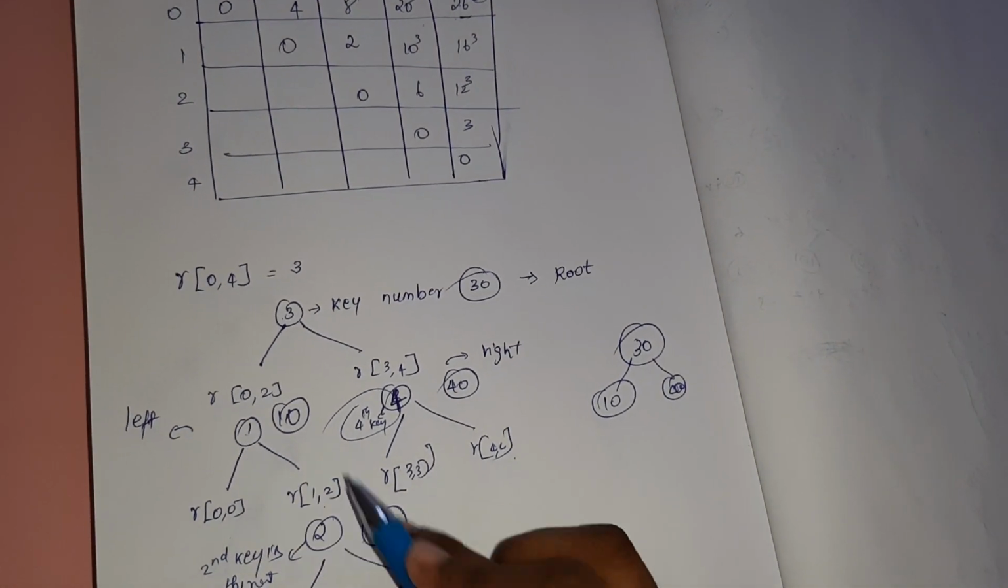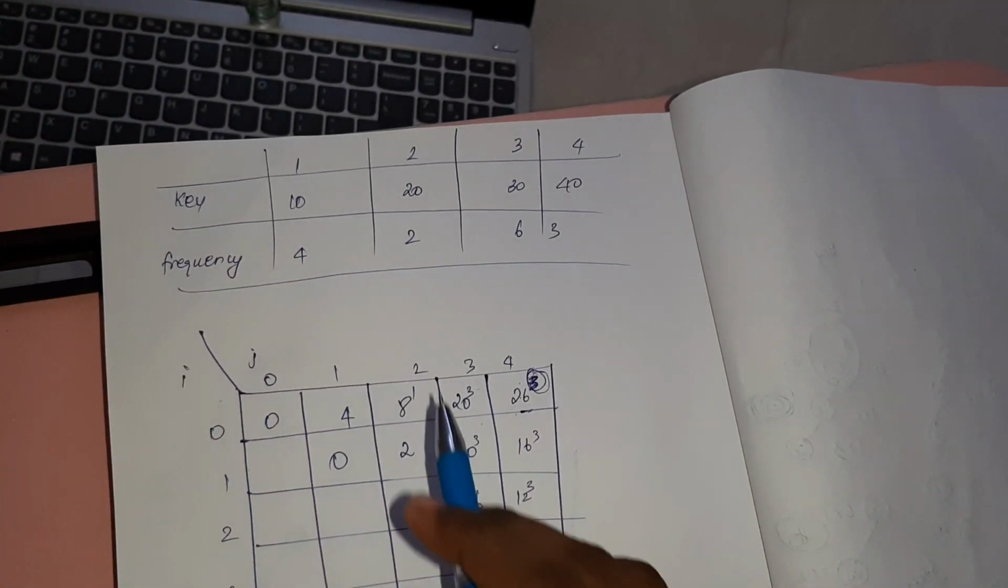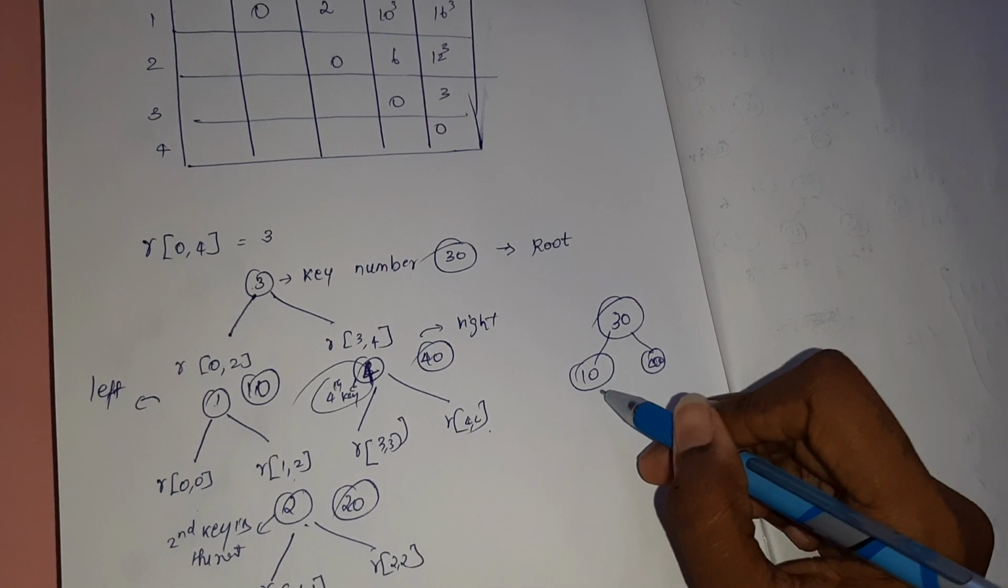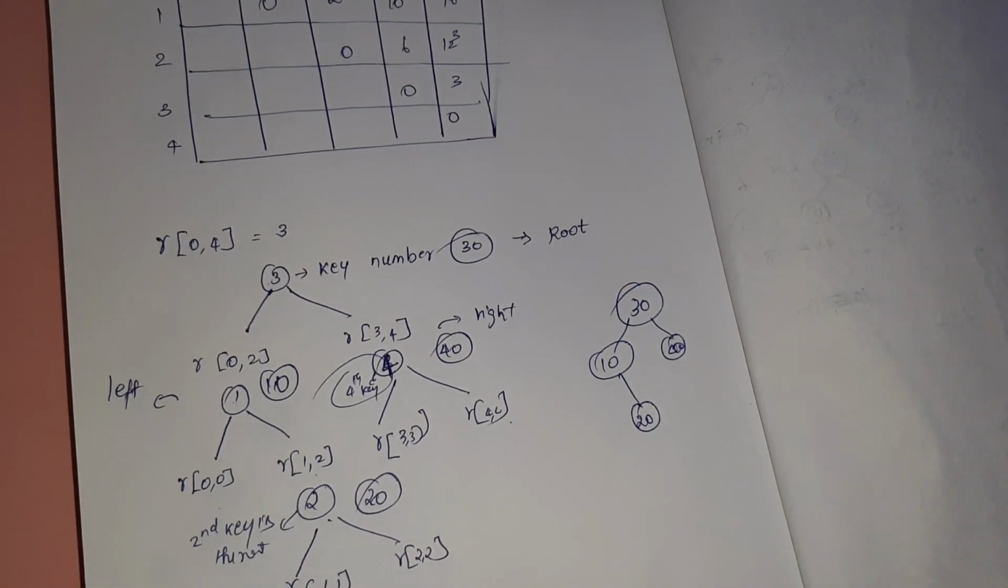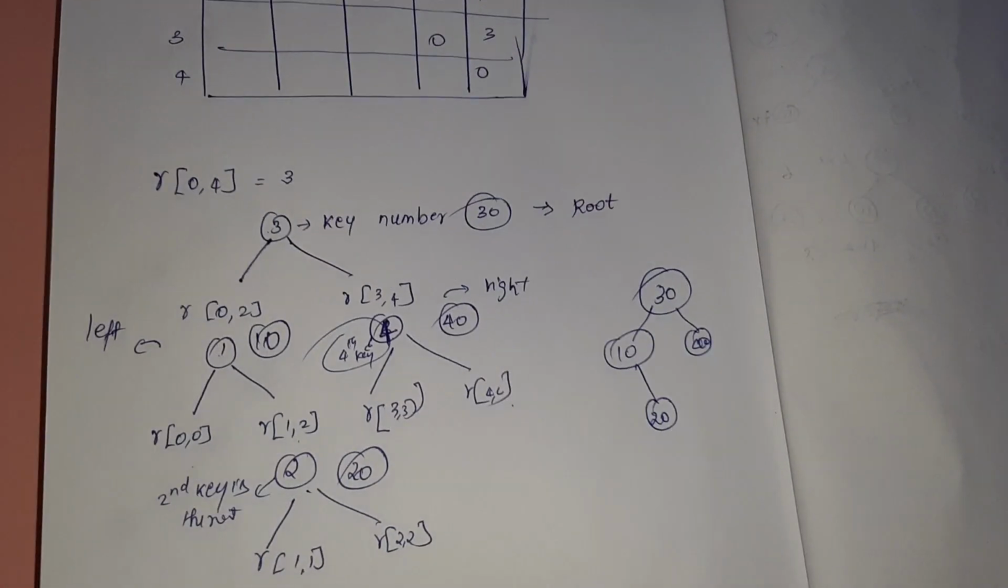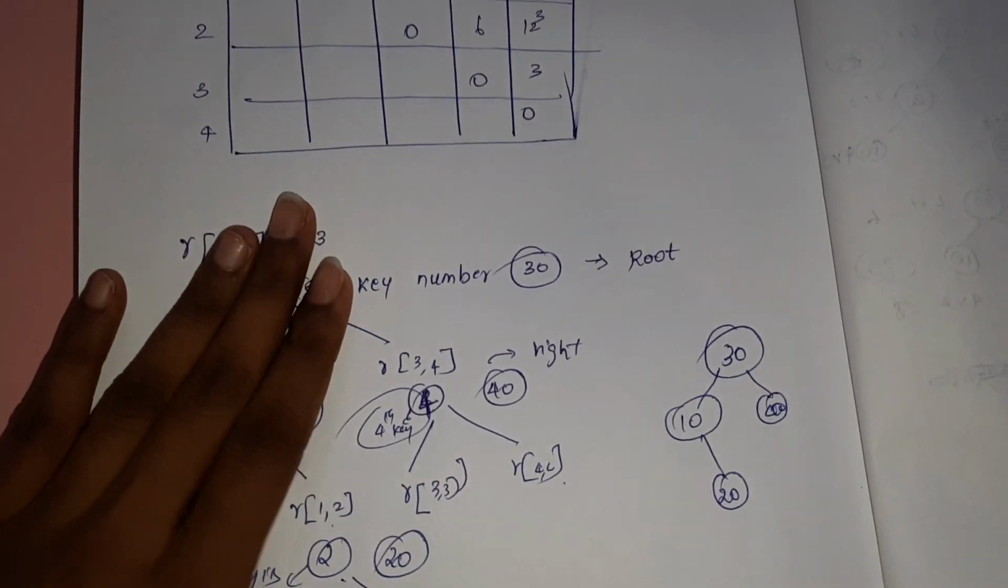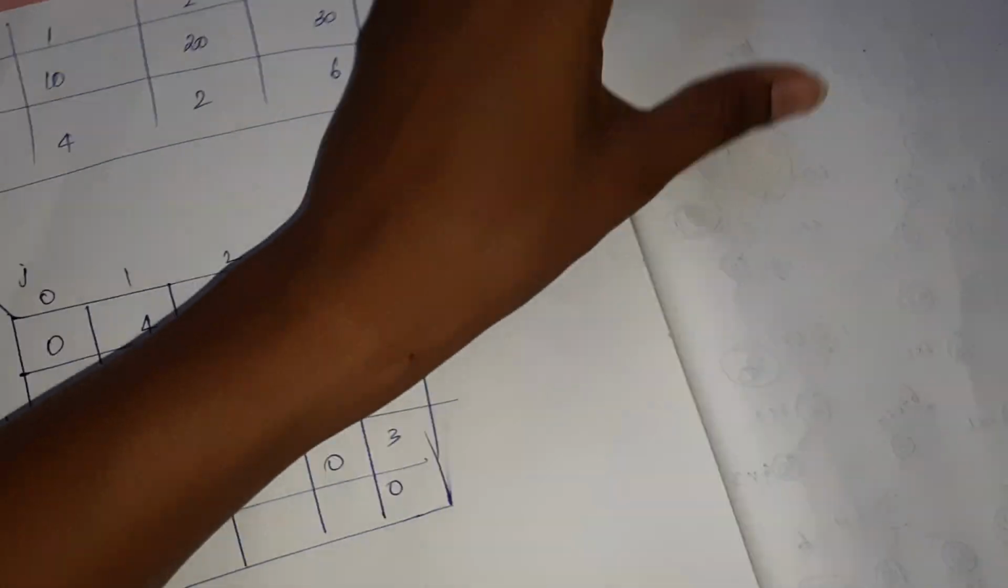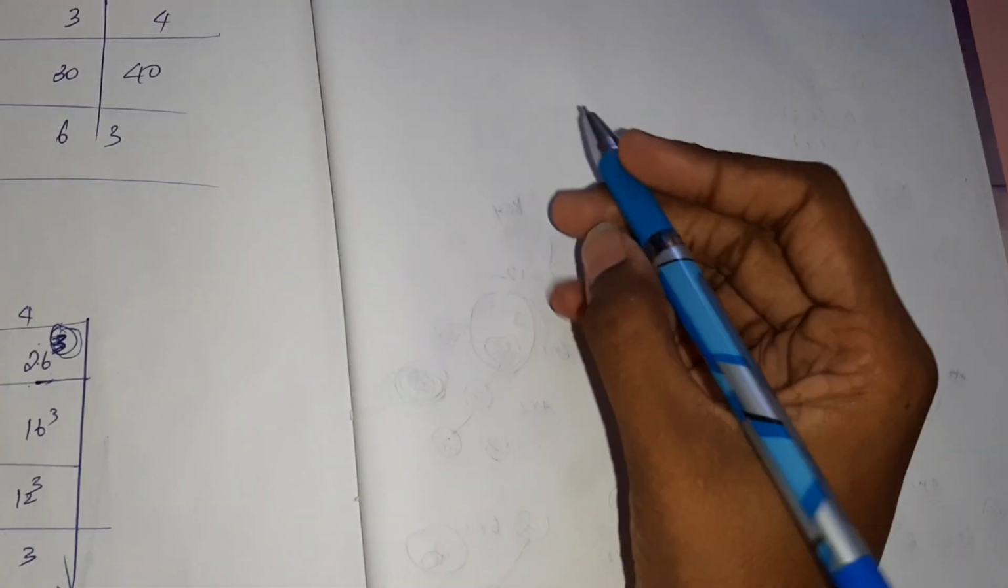Next, from 1 we are getting number 2. What is the value of number 2? That is 20. So I am going to write it here, 20. This is how we should solve the optimal binary search. So very important, the root value will get you confused. Just for a small trick I will tell you here.